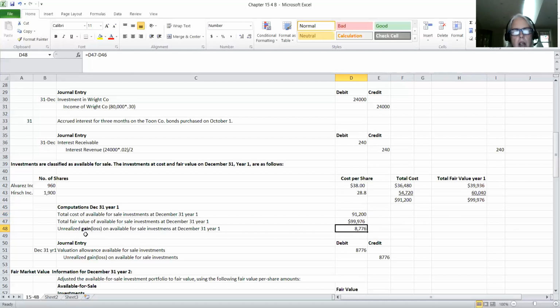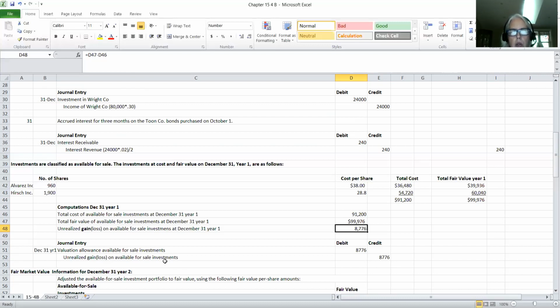Notice I've got gain highlighted there. This account would actually be called unrealized gain, parentheses loss, just like I've got it here on available for sale investments. But you need to realize that this is a gain, because the gain would have to be credited in our journal entry. So at December 31st of year one, our unrealized gain or loss had to be credited because this was a gain, and gains increase our stockholders' equity when we have purchased available for sale securities. So this unrealized gain or loss is a gain. It's going to show up under stockholders' equity as a positive amount because it is a gain.